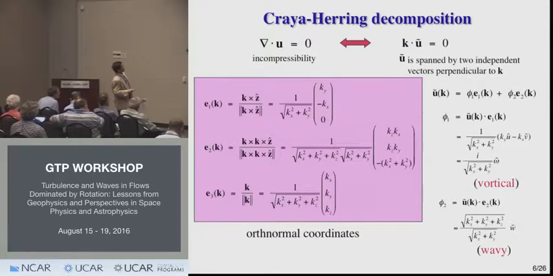If we calculate the coefficient of phi 1 by taking the product of e1 with u_k, which gives phi 1 as just the vertical vorticity. So we call this phi 1 vortical. While phi 2, if we do the same game, is proportional to w, which is the oscillating part. So we call this phi 2 the wavy part.